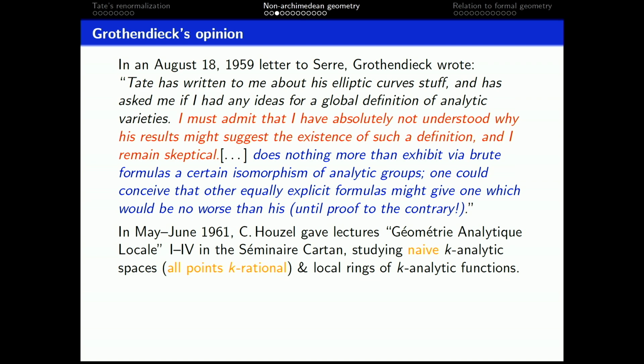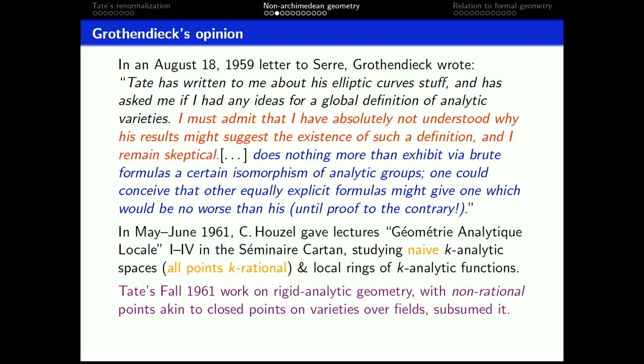All right, that was 1959. So 2 years later, in late spring, early summer of 1961, Christian Huzel gave 4 lectures in the seminar Cartan, and he studied, motivated by the theory of complex analytic spaces, which are like complex manifolds with singularities. So he studied the idea of a K-analytic space, where K is a non-Archimedean field, but his approach was maybe, from the modern point of view, naive. He was considering spaces, all points of which are rational, and he also studied the local rings of analytic functions.